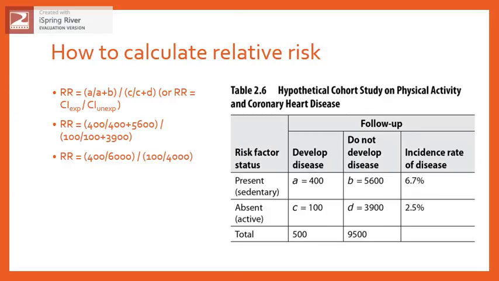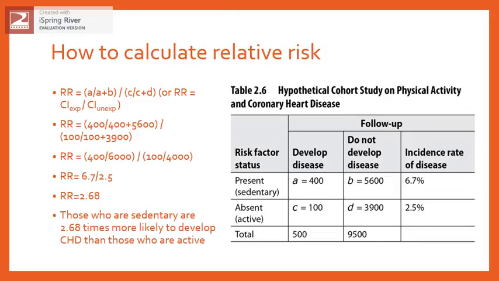So if we do all that math, it should come out to 400 over 6,000 divided by 100 over 4,000. That will give you a risk ratio of 6.7 divided by 2.5, which is 2.68. So the risk ratio here is 2.68. What that means is that those who have the risk factor, which in this case is being sedentary, those who are sedentary are 2.68 times more likely to develop coronary heart disease than those who are active. Or you could say the risk is 268% higher, either way.